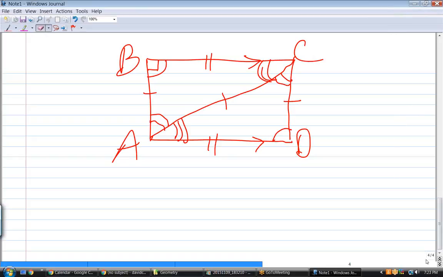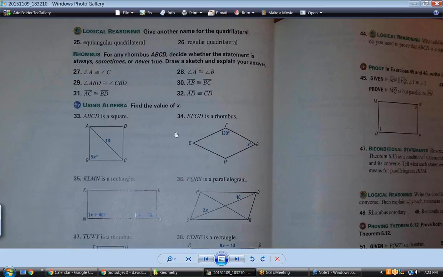Okay, so let's go back and look at some of these quadrilaterals. Give me another name for an equiangular quadrilateral. A square. Or a rectangle, exactly. But not just any old parallelogram. Give me another name for a regular quadrilateral. That would be like a parallelogram. No. Or like a rhombus.